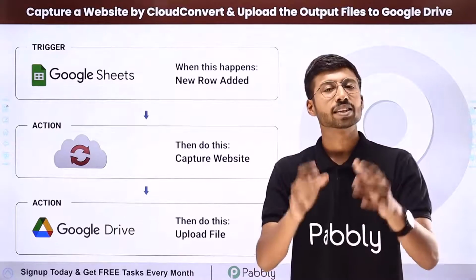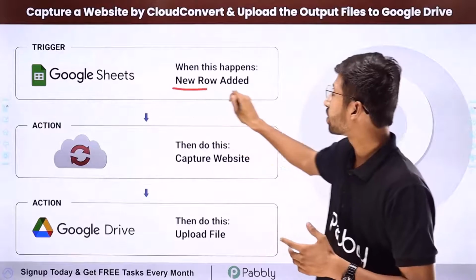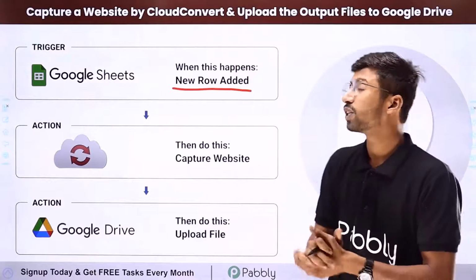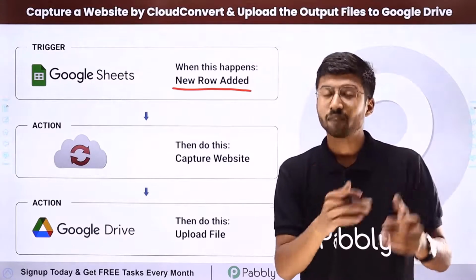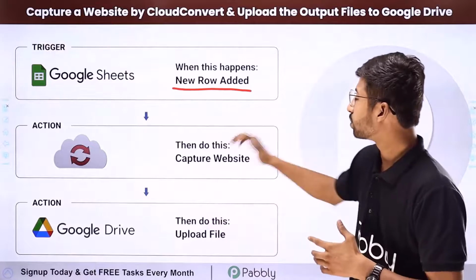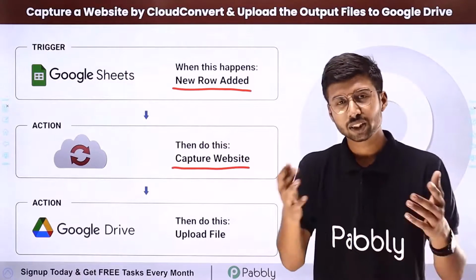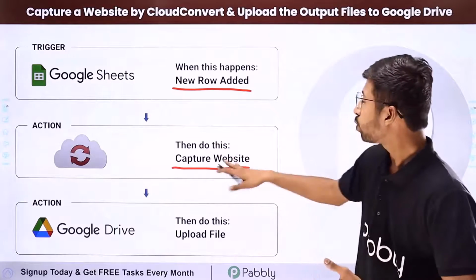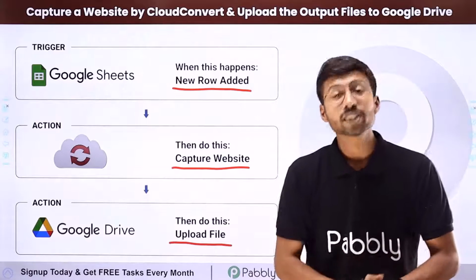So guys, for an example, suppose in Trigger application, we have selected Google Sheet. So the trigger of this automation will be Google Sheet, adding a new row in Google Sheet. In Google Sheet, you are adding some new website URL data. And whenever you add the data, this automation will trigger, and then we will capture the website into a particular format using CloudConvert. That will be the action. And the next action will be uploading those captured website files into our Google Drive. Now, how you can set up this automation?